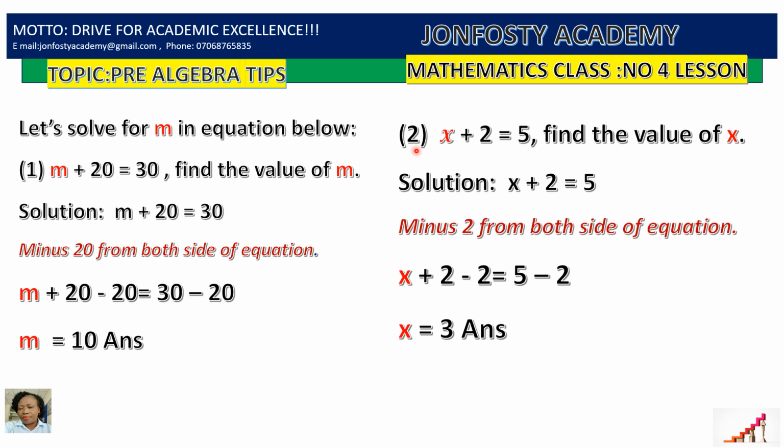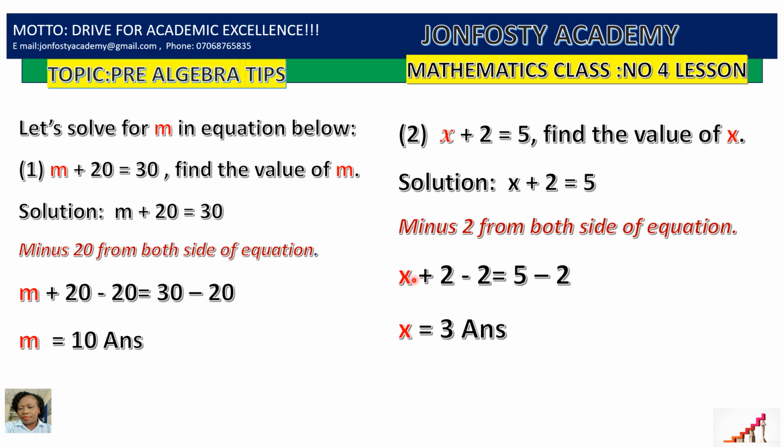Question number 2, x plus 2 equals 5. Find the value of x. To solve this question, we rewrite our question. X plus 2 equals 5. Minus 2 from both sides of the equation, you will eliminate 2 from the left-hand side of the equation, and you will be able to find the value of x by solving for 5 minus 2.